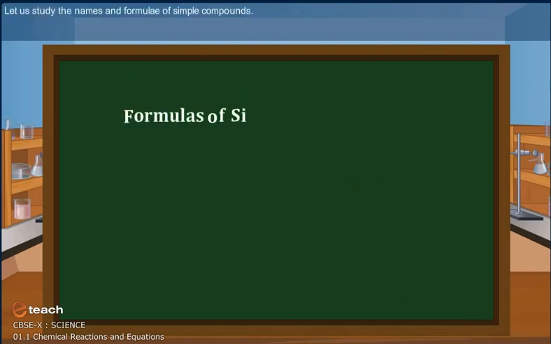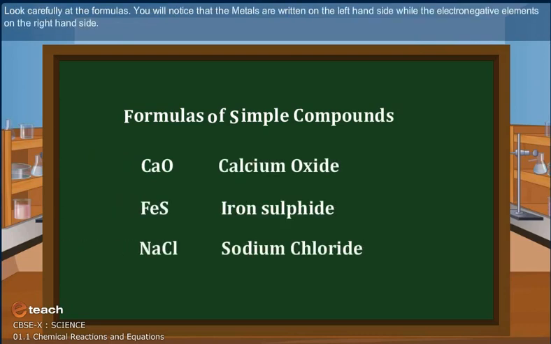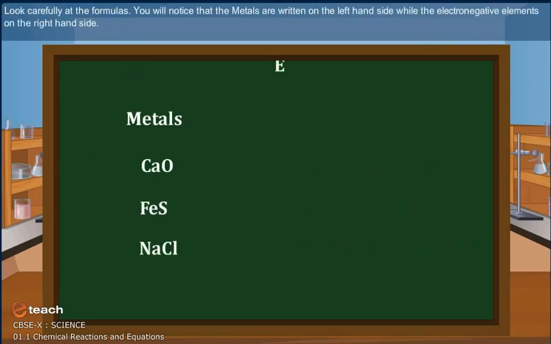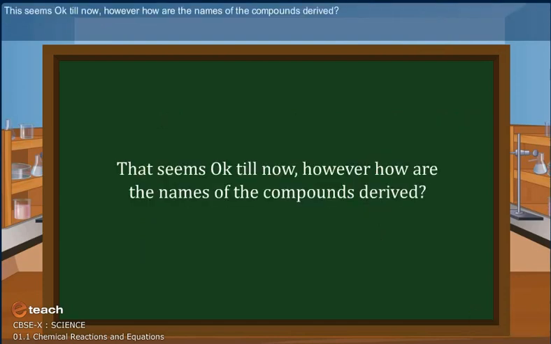Let us study the names and formulas of simple compounds. Look carefully at the formulas. You will notice that the metals are written on the left-hand side, while the electronegative elements are on the right-hand side. That seems okay till now.